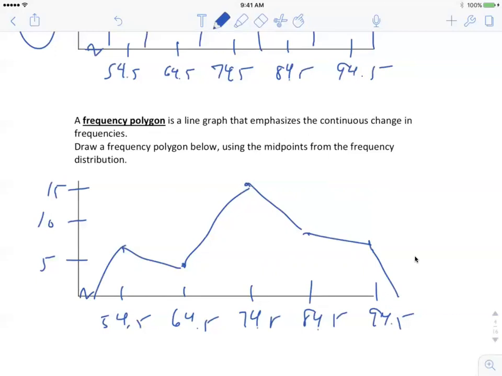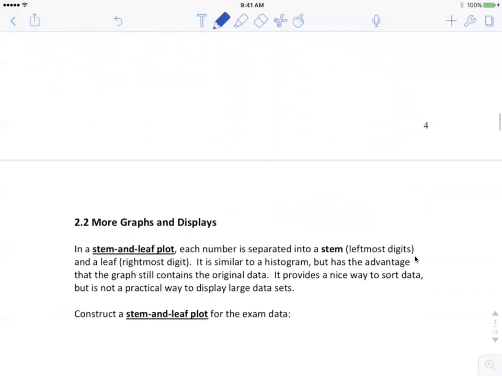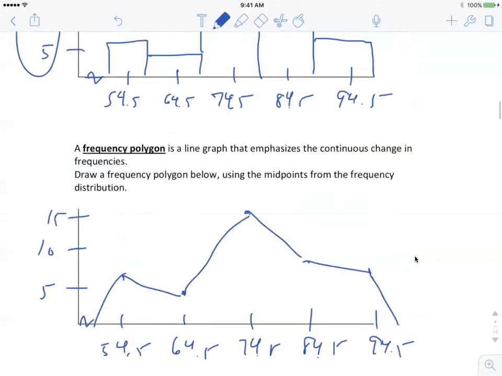That's it. All right, so it's just a different type of graph, gives you the same information. I like histograms better, but you might see some polygons here and there. All right. Other than that, that's your 2.1.